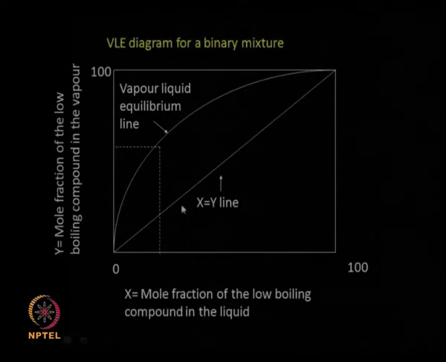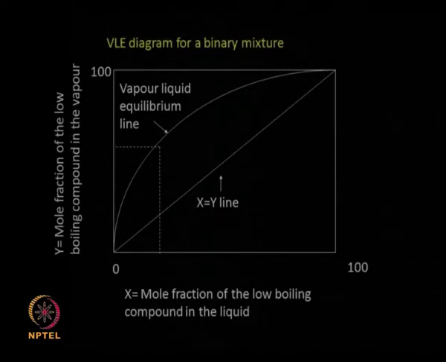Whereas if you have a graph which is very close to this x equal to y line, the amount of low boiling component in the liquid phase or in the vapor phase will be equal. That means that is called a constant boiling mixture. So if you have this, instead of this graph which is far away from the x equal to y line, if they are very close, then x will become equal to y. That means the concentration of the low boiling in the liquid phase or in the vapor phase is equal. So that is called a constant boiling mixture.